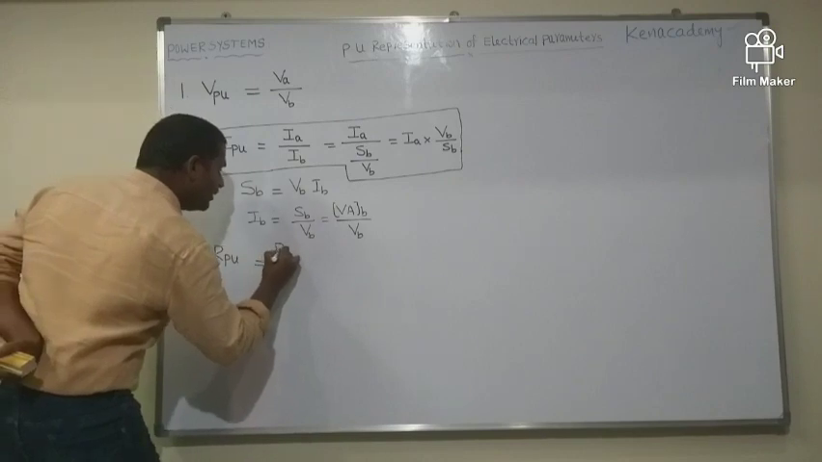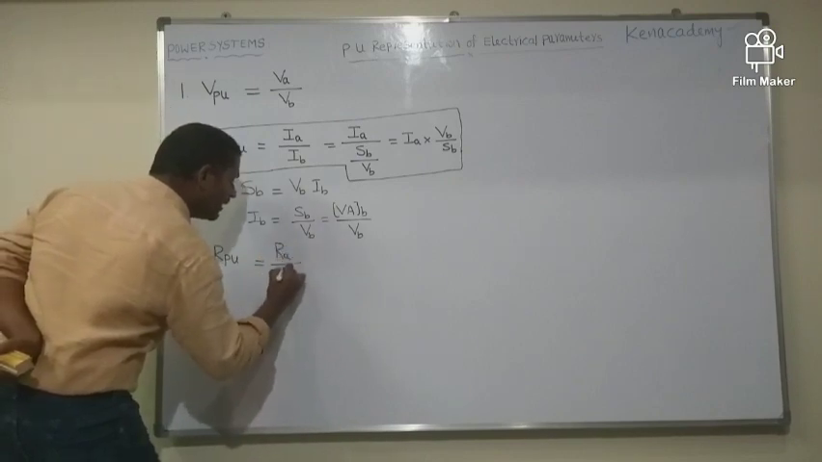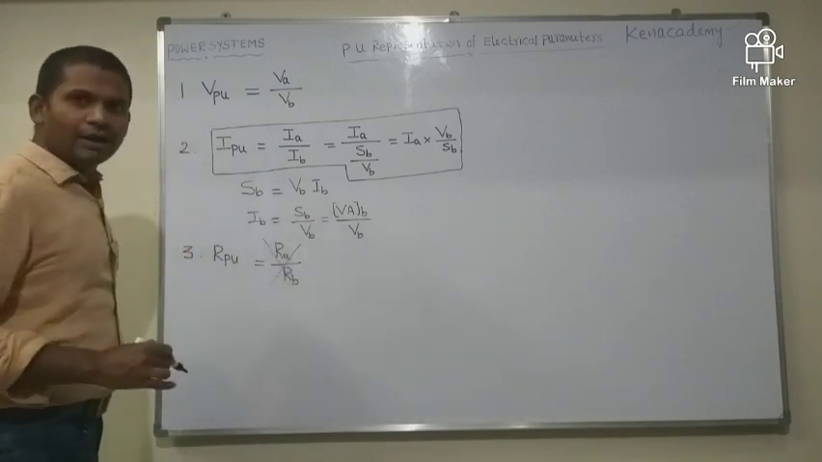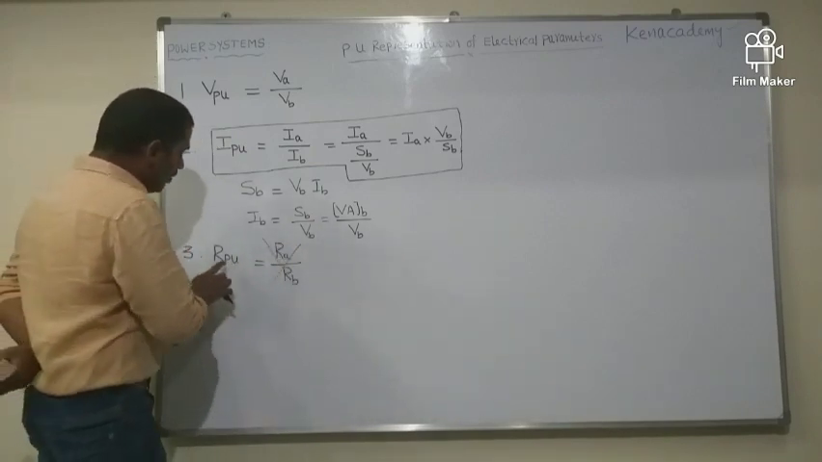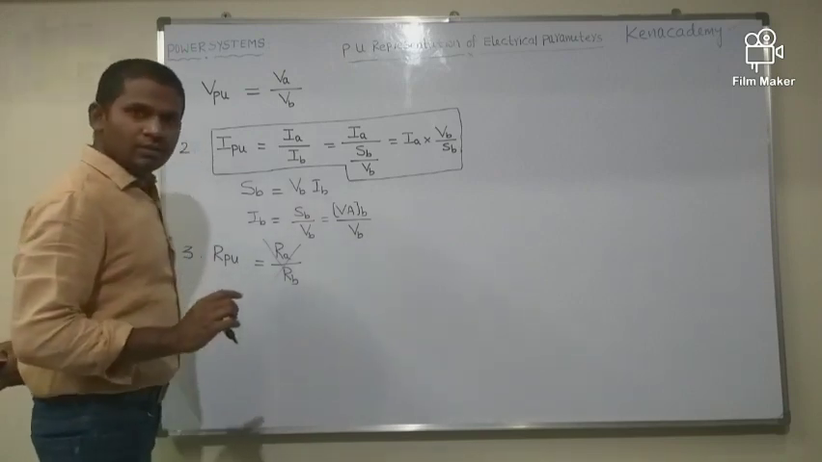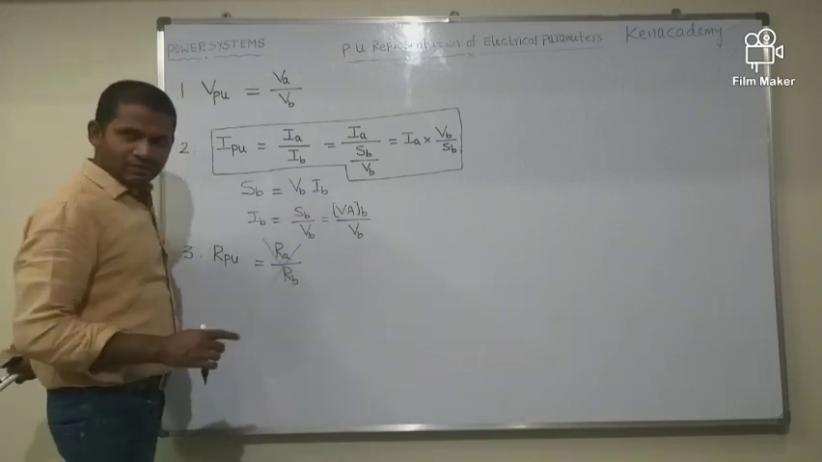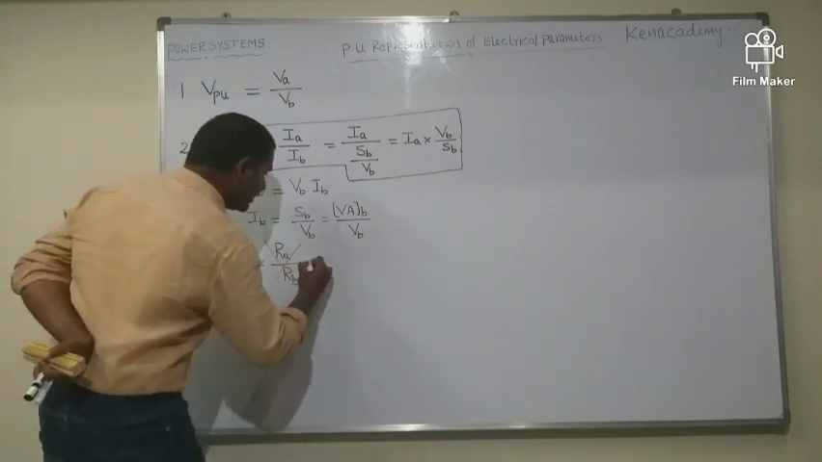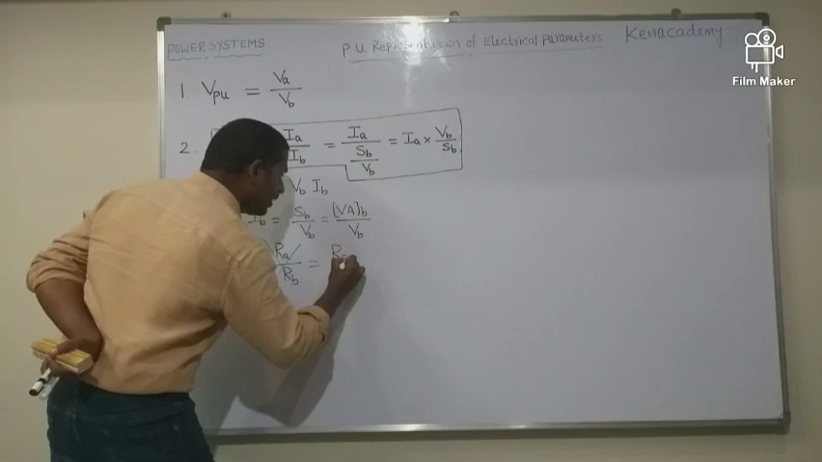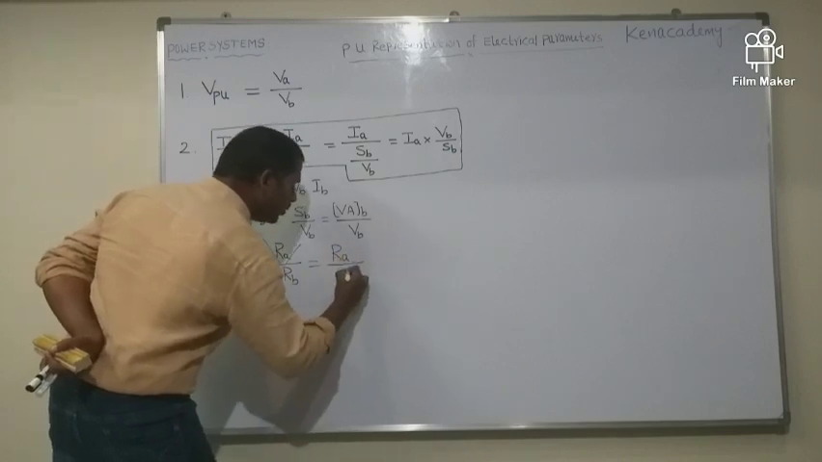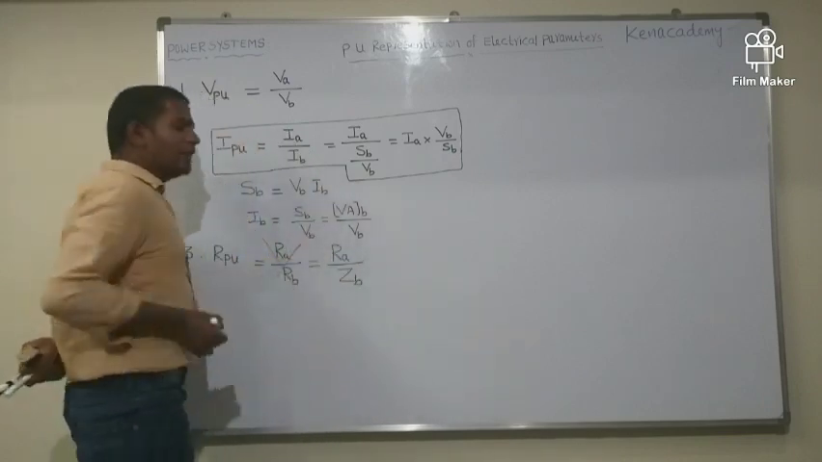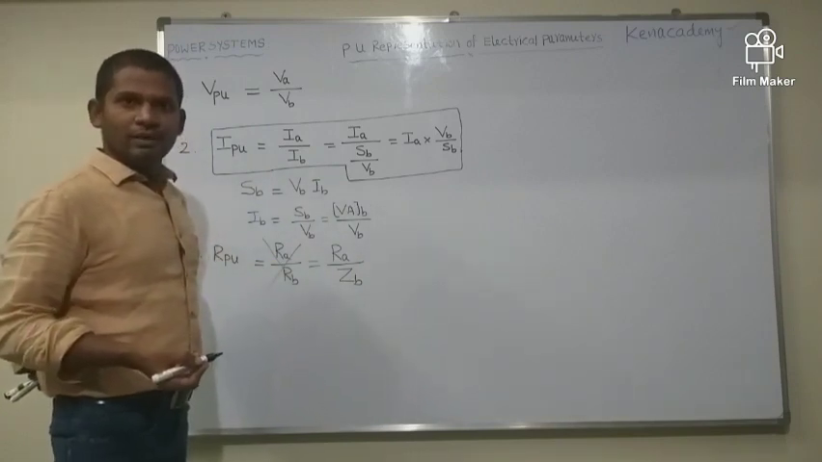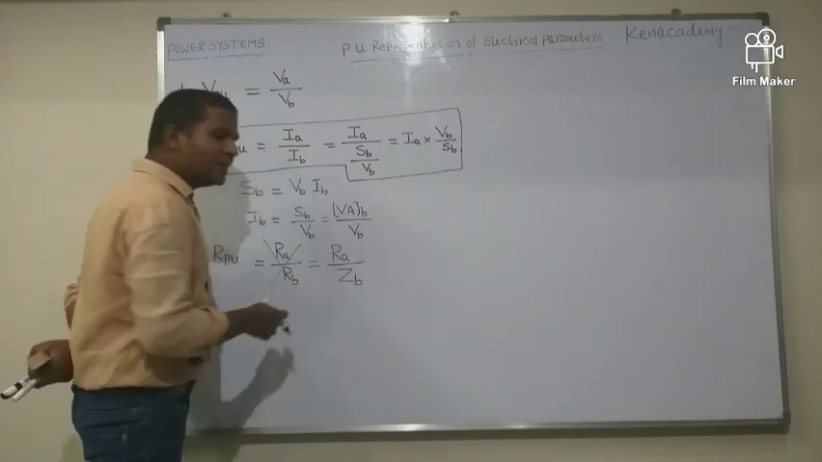If you write R actual by R base, this is absolutely wrong. I told already. Why? Even though it is a resistance, we don't have any base resistance. In the calculation of per unit resistance, always take R actual by, don't take resistance base, take the impedance base. R actual by Z base. Clear?